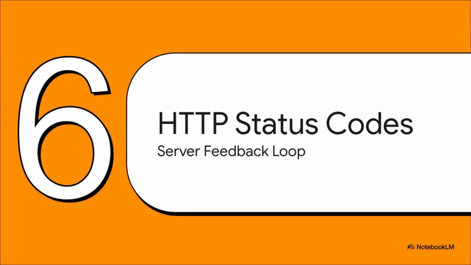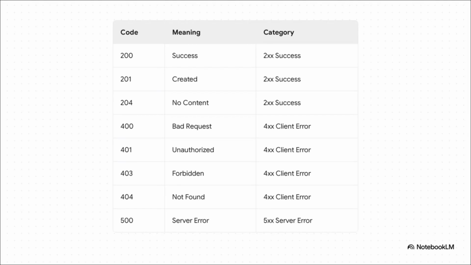Section 6. Decoding HTTP status codes. The server's feedback loop. Every single response you get back comes with an HTTP status code, and they're grouped into handy categories. The 200 series, that means success, high fives all around. A standard 200 means everything went perfectly. A 201 created is the holy grail you want to see after a POST. And 204 no content is super common after a successful delete.